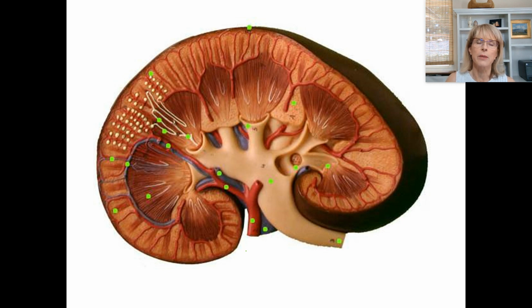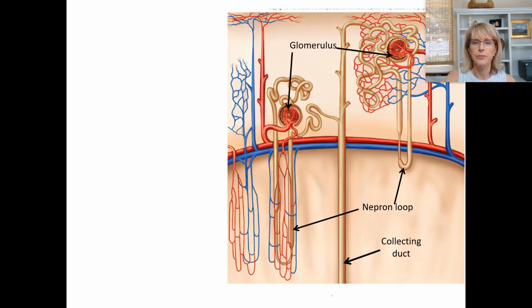The fluid actually starts off as just the watery part of your plasma, and then it gets reabsorbed and modified along the way. Most of it ends up staying in your body, not going anywhere at all. Some of it ends up becoming urine. So we're going to start at the beginning of the path of blood flow. So where do things start?